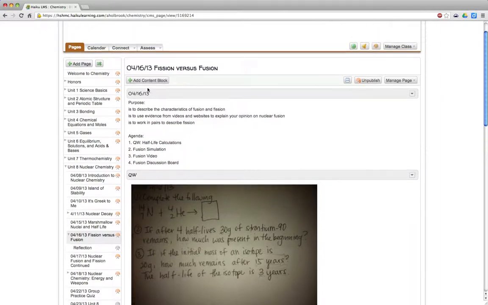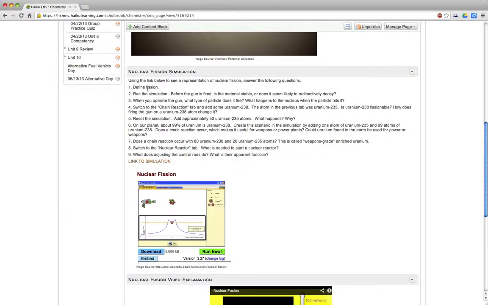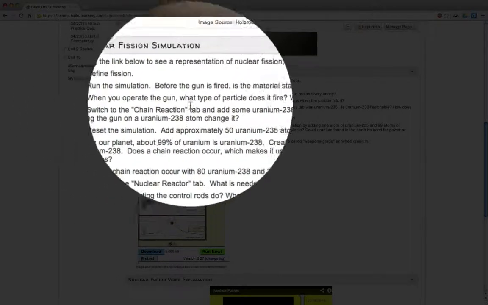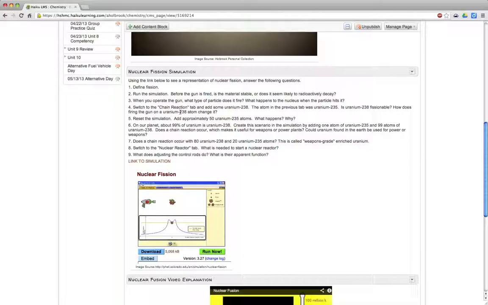So then once the students began their work in pairs, they were collaborating to go through this nuclear fission simulation shown here. The prompts are posted right here for them to answer and guide them through the simulation. The students were able to discuss these prompts and respond to each other verbally to determine the answers as they were working through the simulation.